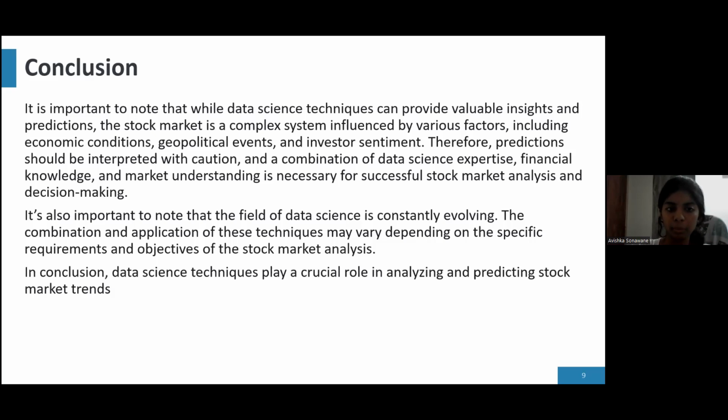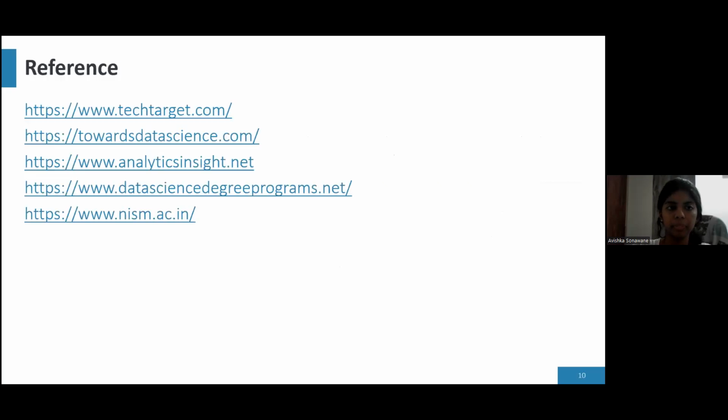Also, it is very important to note that the field of data science is constantly evolving. The combination and application of these techniques may vary depending on the specific requirements and objectives of the stock market analysis. And in conclusion, I would like to say that data science techniques play a crucial role in analyzing and predicting stock market trends today.